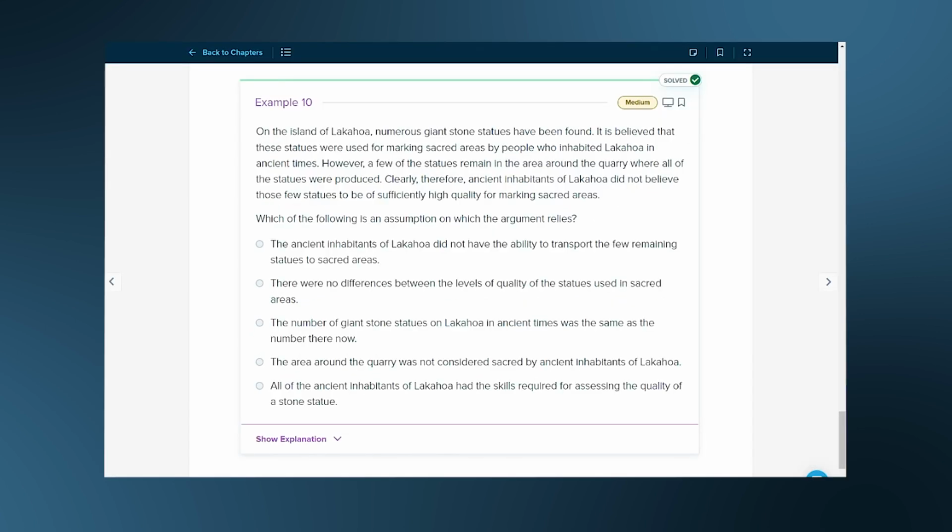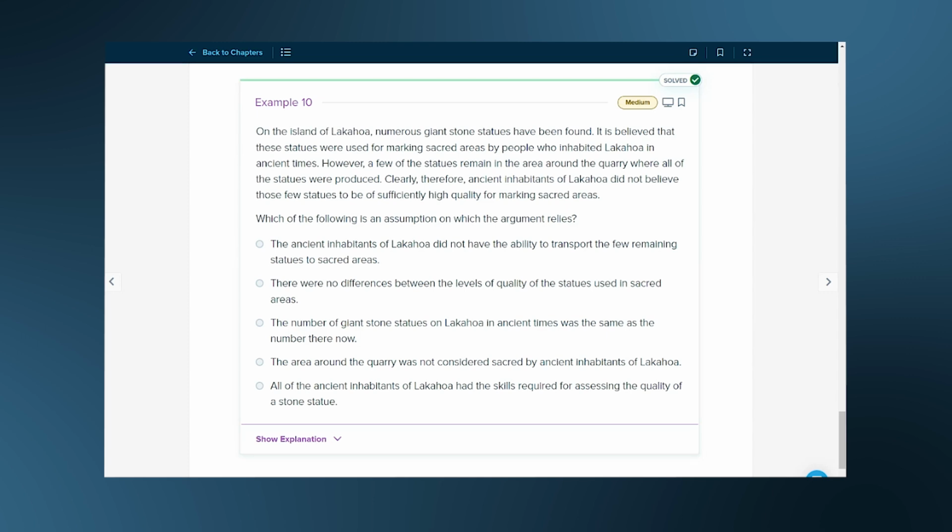On the island of Lakahoa, numerous giant stone statues have been found. It is believed that these statues were used for marking sacred areas by people who inhabited Lakahoa in ancient times. However, a few of the statues remain in the area around the quarry where all of the statues were produced. Clearly, therefore, ancient inhabitants of Lakahoa did not believe those few statues to be of sufficiently high quality for marking sacred areas. Which of the following is an assumption on which the argument relies?